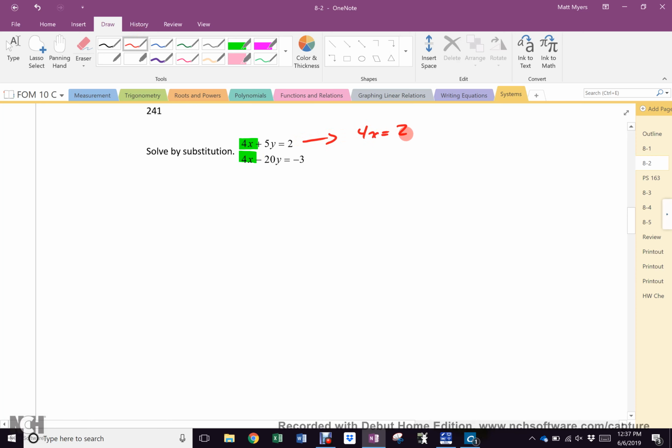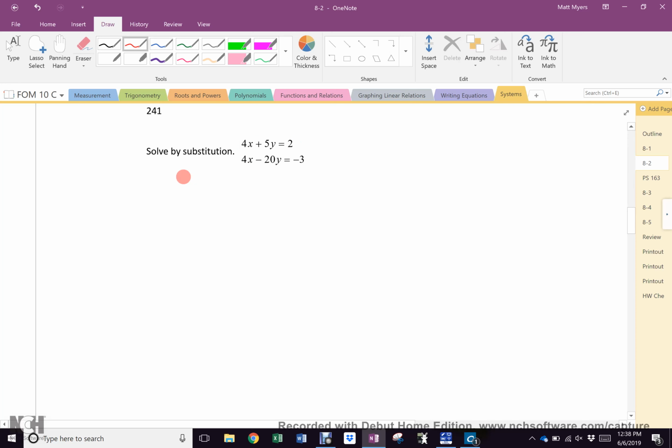4x equals 2 minus 5y, correct? If I move that over there? Well, if 4x is that, then what is this? 4x is this. So what can I write here instead of 4x? 2 minus 5y minus 20y equals negative 3. See that trick? Okay, who doesn't see what I just did? All right, we'll erase it. We'll do it again. We'll go slow. If you're memorizing steps, you're in trouble right now.